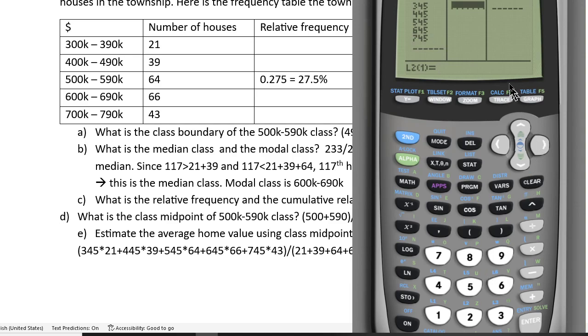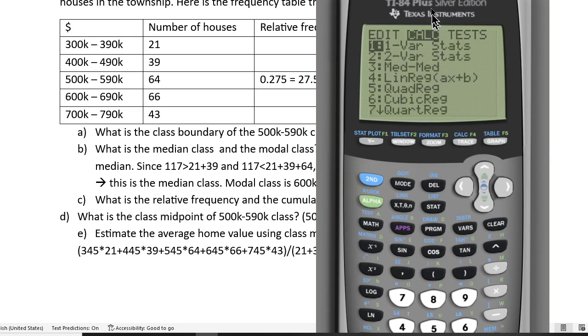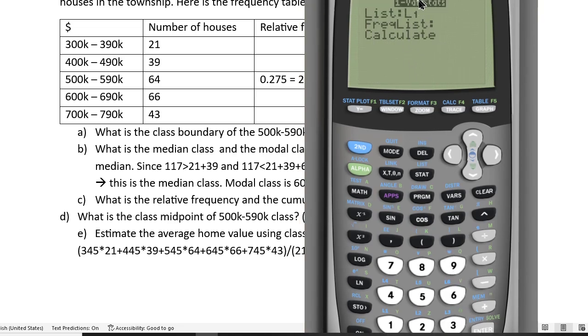And now you go to list 2 and type in the frequency: 21, 39, 64, 66, 43. Okay, now second quit. And what you want to do is you want to go to Stat again and you want to go to Calc right here and click the one variable stats. So enter one variable stats. List one is the list of numbers, but then you have the frequency table, so you need a frequency list. So for this one, you have to type in list 2.